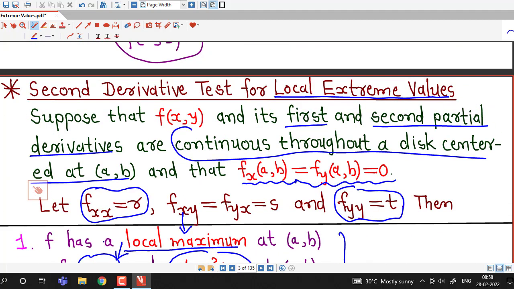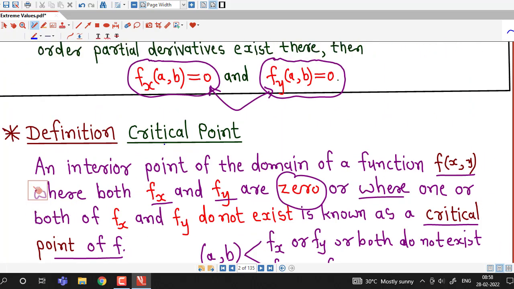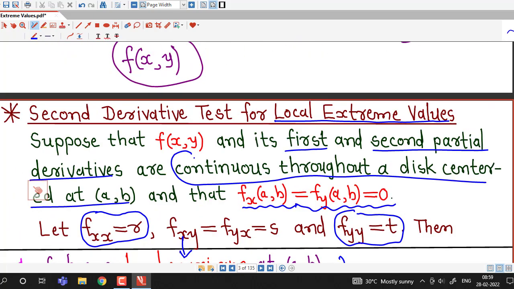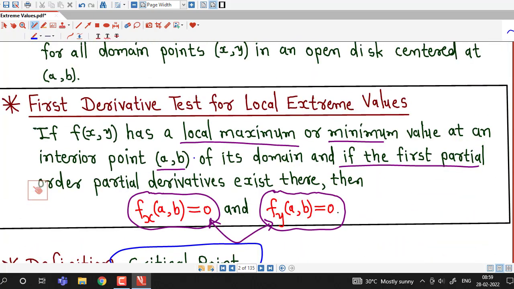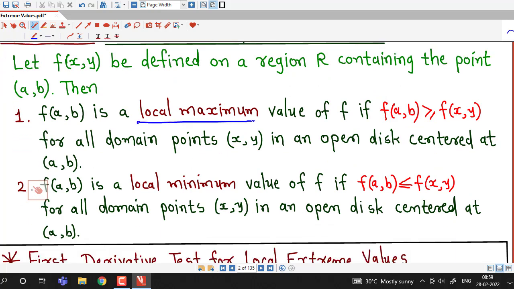So we will remember this second derivative test for local extreme values. We will remember these definitions also. Sometimes they ask the definition of critical point and saddle points. So this is all about this session. In this lecture we have discussed local maximum and local minimum values for functions of two variables. And in upcoming lectures, we will discuss problems on how to find out local extreme values for functions of two variables.